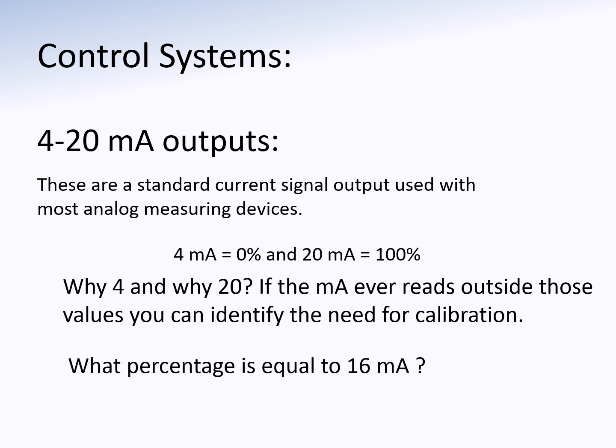All right, we got a problem here. What percentage is equal to 16 milliamps? If you want, I'm going to give you a minute to hit pause and solve this, otherwise we're going to move on. Okay, so 16 divided by 20 will give you 0.75 or 75%. So hopefully that's what you came up with. Pretty easy to do, but that's 4 to 20 milliamp.